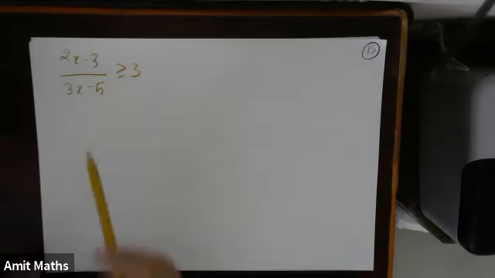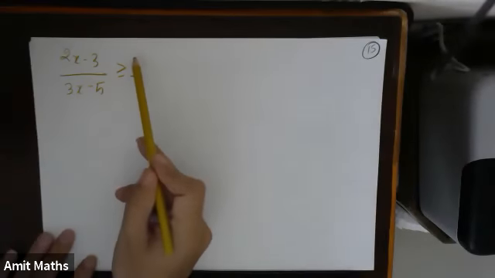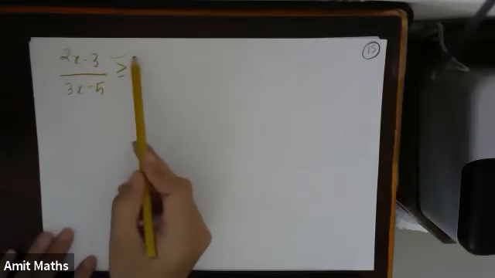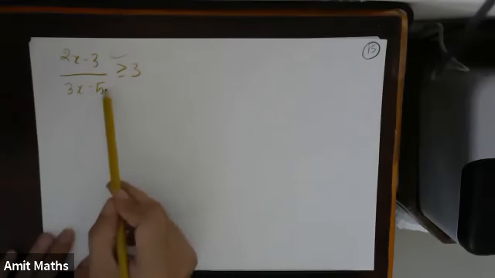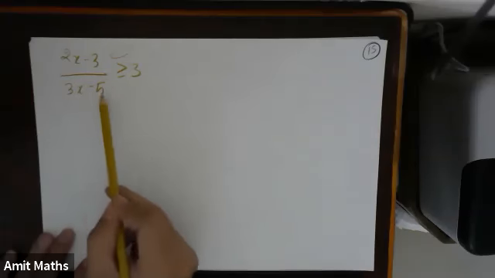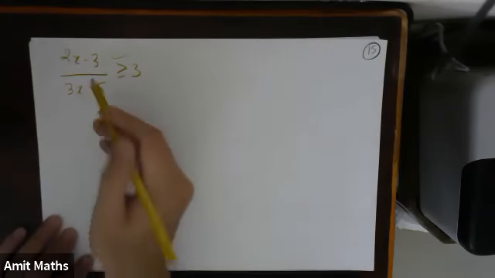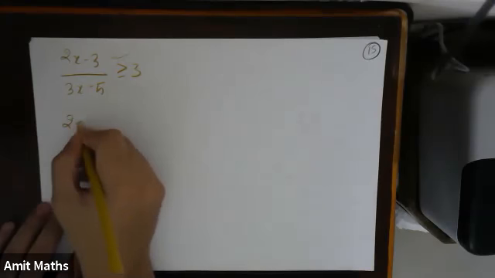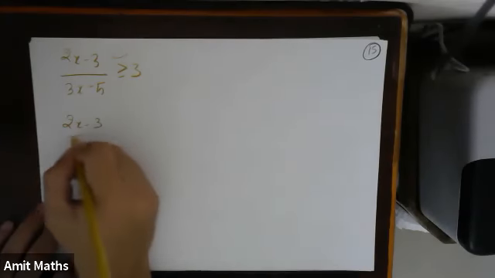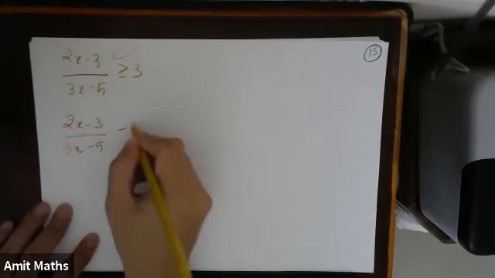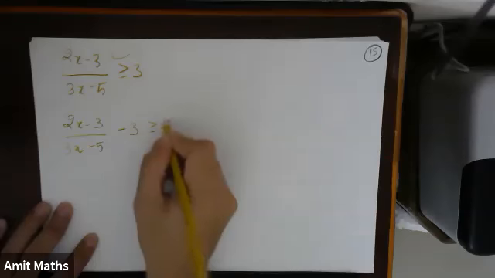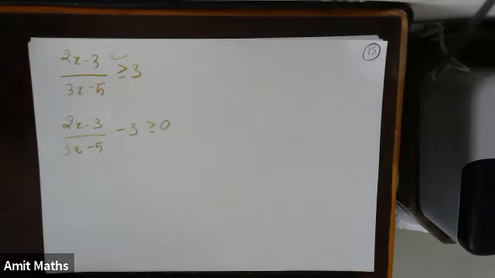Okay, so again, what we can do, we can bring this 3 on one side, and then we can try solving it. We should not cross multiply this on the other side. So I'll write it as (2x minus 3) upon (3x minus 5) minus 3 should be greater than or equal to 0.